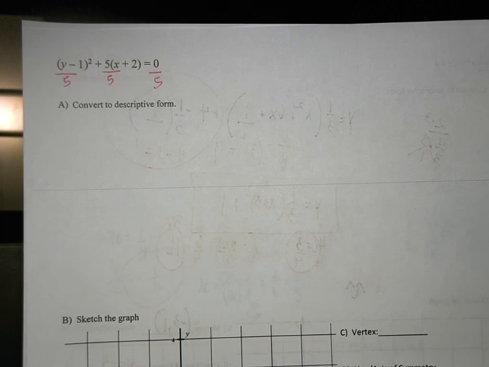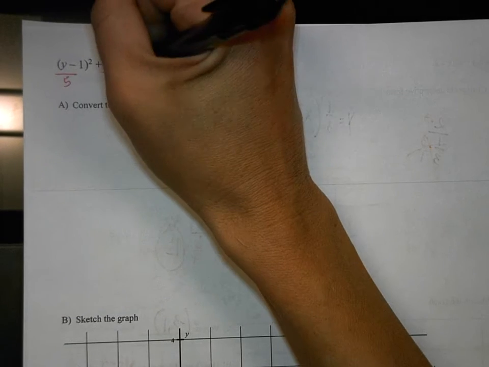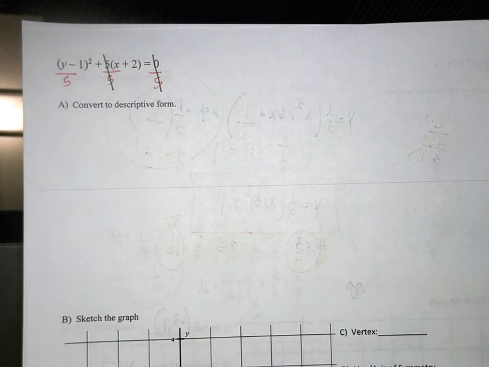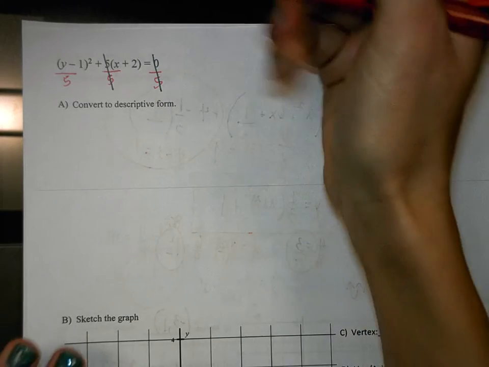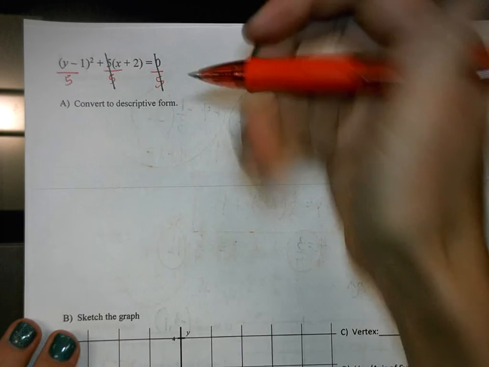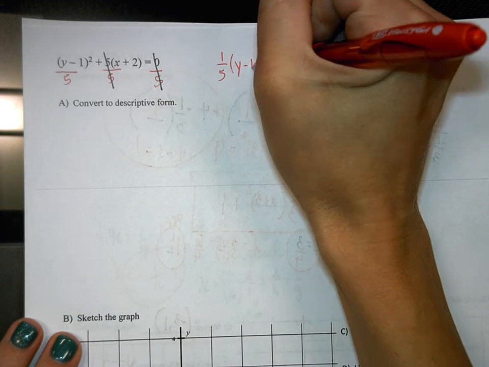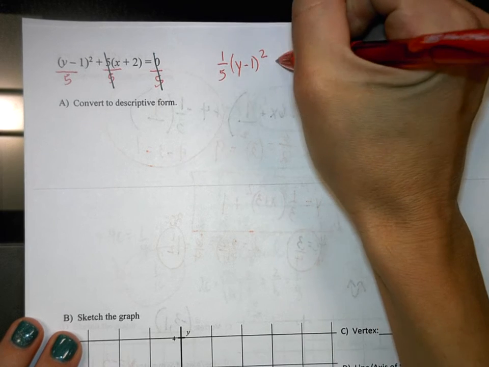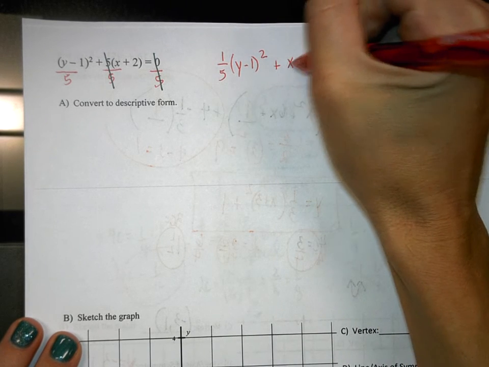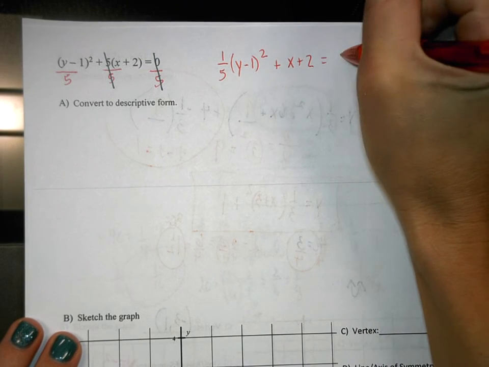But 0 divided by 5 ends up making what? 0. And so these 5's cancel, and this cancels. It's just going to be 0. And then because we like that to be out in front, remember we'd write that as 1/5 y minus 1 squared plus, and then I just have my x plus 2 equals 0.